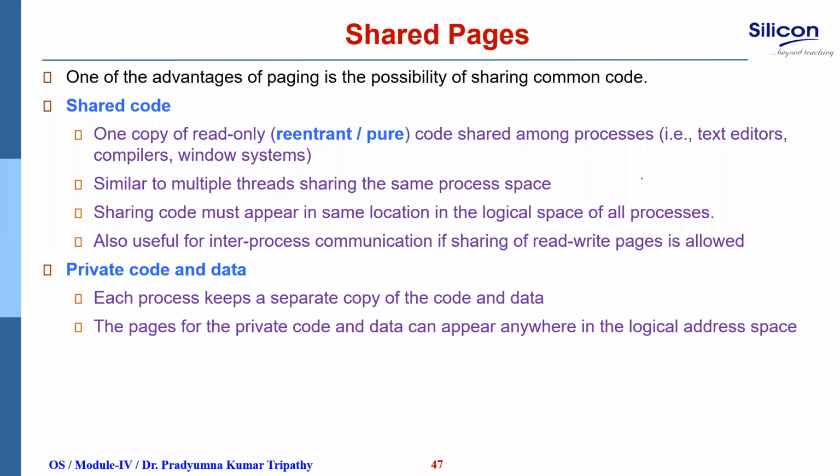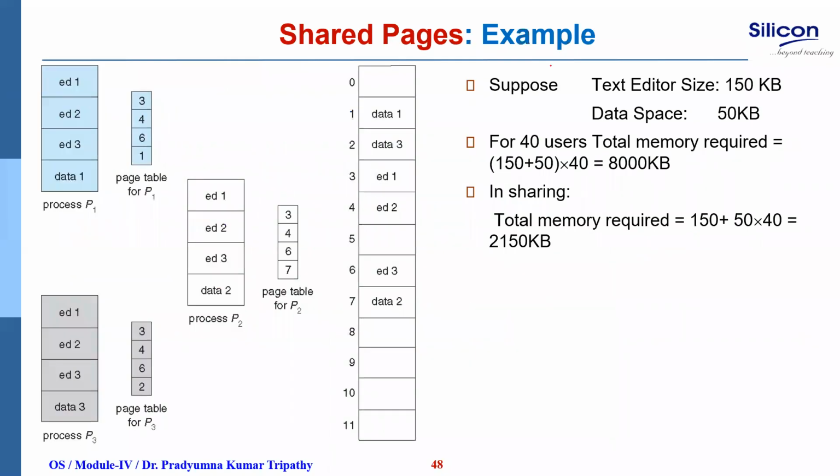So it says that instead of keeping 3 copies of MS Word, we'll keep 1 copy of MS Word and we'll share the address with 3 different processes. Their data section will be different. Correct? So in this way, we are saving the memory. The pages which store MS Word will be shared among multiple processes. Correct?